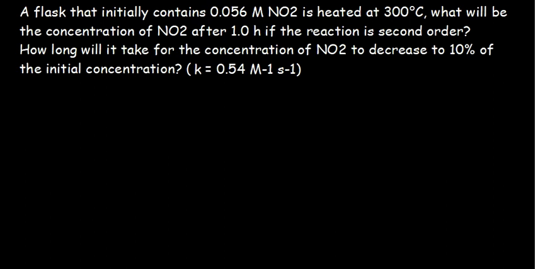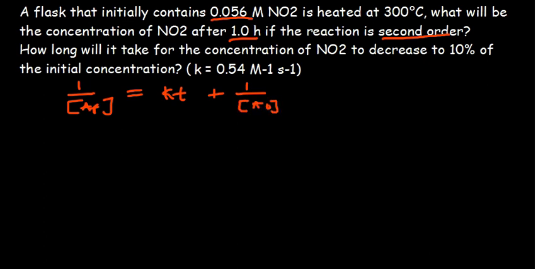A flask that initially contains 0.056 molar concentration of nitrogen dioxide. So we can identify that to be our initial concentration. What will be the concentration after 1 hour? So that's our time. Now we've also been told the reaction is second order. For a second order reaction, are you able to remember the equation? This is where we introduce the reciprocals of the concentrations. So 1 over final is equal to kt, where we've got the positive gradient, plus 1 over the initial concentration.